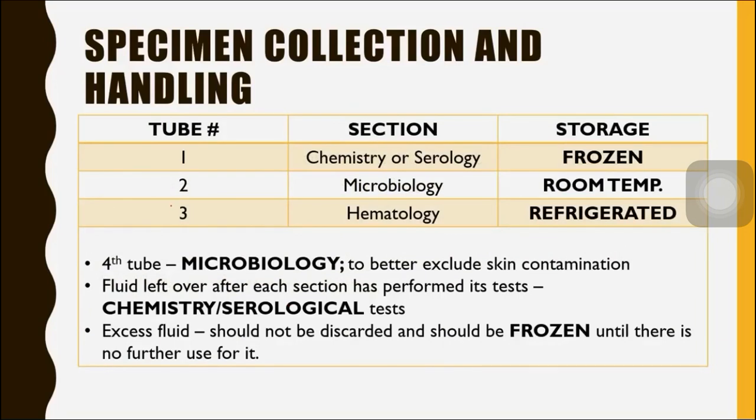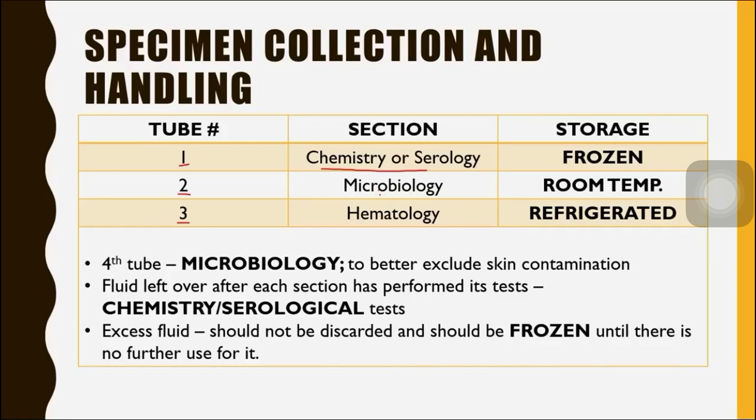Next, after collection, the specimen is transferred into three tubes labeled as Tube 1, Tube 2, and Tube 3. Those tubes are for different sections of the laboratory. See, Tube 1 for chemistry or serology, Tube 2 for microbiology section, Tube 3 for hematology section. So we must remember again kung ano yung mga sections per tube.